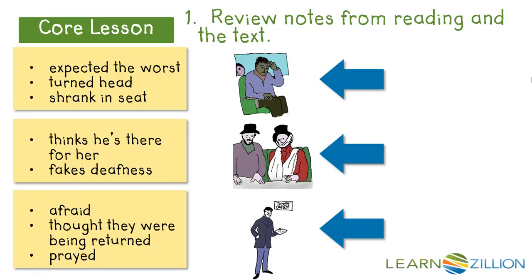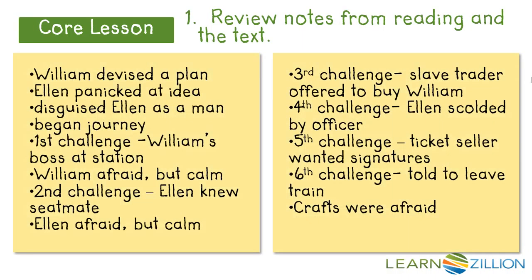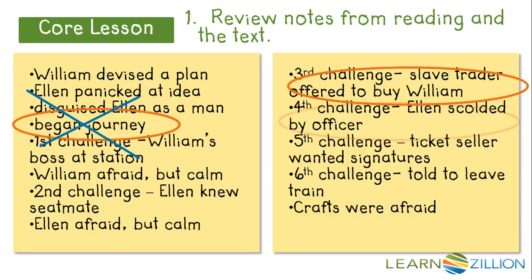Then my third example is when they were asked to leave the train right before the last stop. I think maybe my notes from the last reading lesson might list more evidence that I could use. Yeah, these are the notes I took when I wanted an overview of each paragraph of the text. As I read through these notes, I notice that some of the statements are not really evidence, like "began journey." And I see that some of these statements are evidence I've already looked at. But the third challenge, when a slave trader offered to buy William, and the fourth challenge, when Ellen was scolded by an officer, might be something I could use.